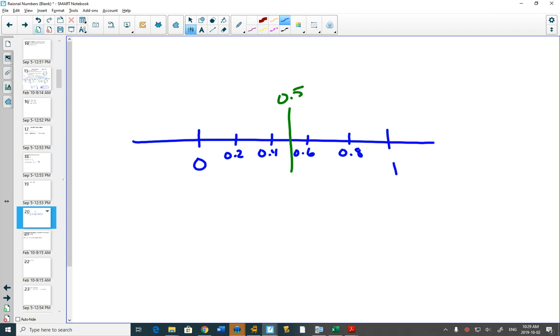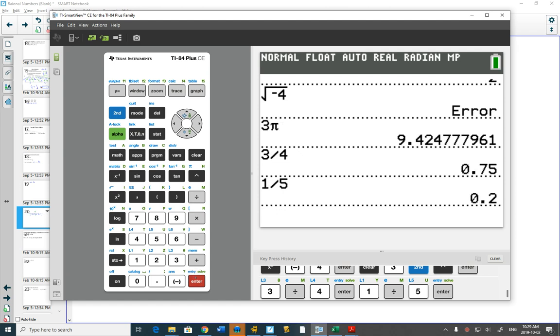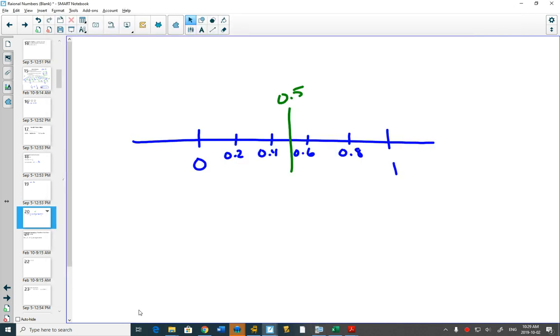Some people can just look at that and say, I know that that's how it is. But if you're having trouble with that, you can use your calculator and say, well, I have the number 1, and it's being divided into 5 sections. So I take 1, I divide it by 5, and it will tell you what one of your sections is. One of your sections is 0.2. And that tells me, okay, my first section is 0.2.